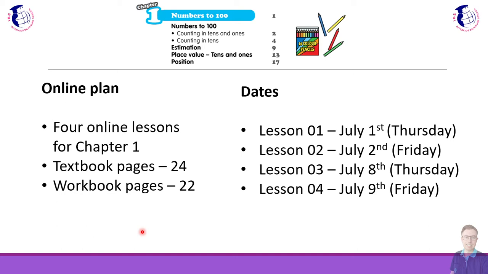So you'll be getting a lot of help and assistance. Then after you submit your work, I'll be sending that back, and anything you get wrong, I'll give you feedback on that as well. So we have 24 pages to do in the textbook and 22 pages to do in the workbook. And the first one will be July the 1st, Thursday, then July the 2nd, Friday, July the 8th, Thursday, and then finally July the 9th, Friday. This will be when I set you the last workbook pages to do, and then you can complete them by the Thursday the week after, when we next have our 5th lesson.